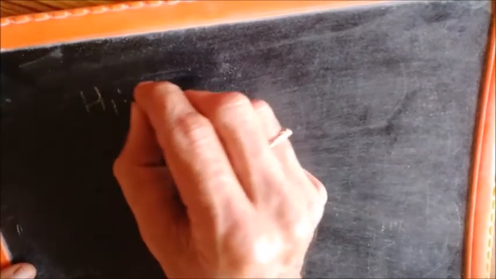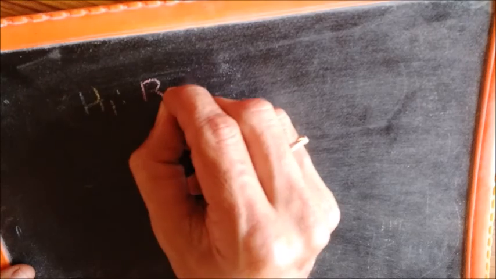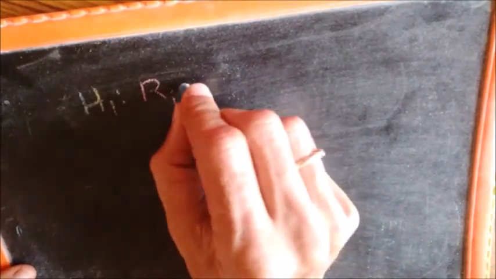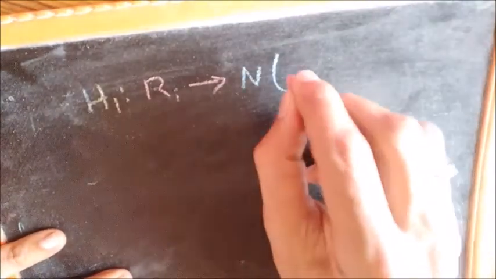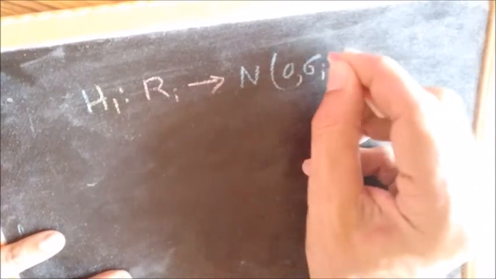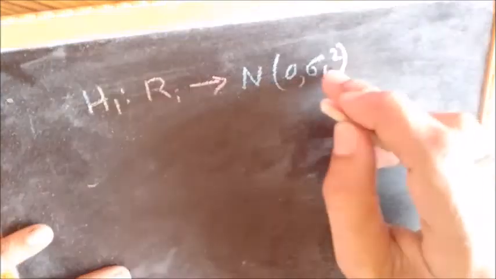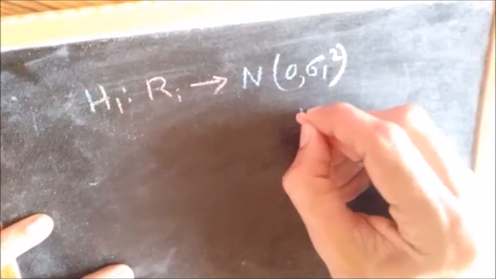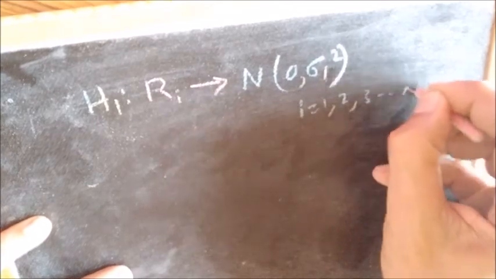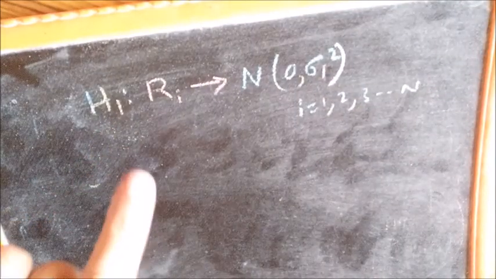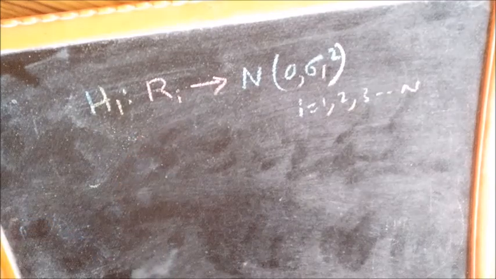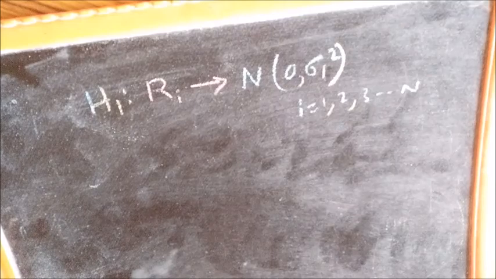So when H1 is the true hypothesis, what you receive is a Gaussian distributed random variable with mean 0 and variance sigma 1 square for i = 1, 2, 3 up to n. So you are going to get n samples, R1, R2, R3 like that, and each sample is Gaussian distributed with mean 0 and variance sigma 1 square.